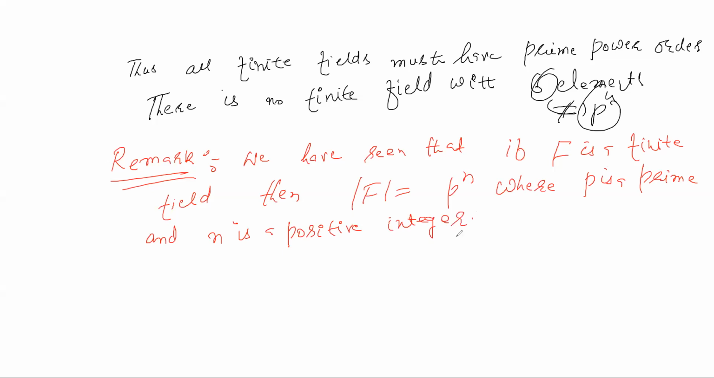Now I want to see it the other way around. If you have a prime p and a positive integer n, does there exist a field of order p raised to power n? If we can answer this, then we have a complete characterization. We will say that finite fields are precisely of this form.